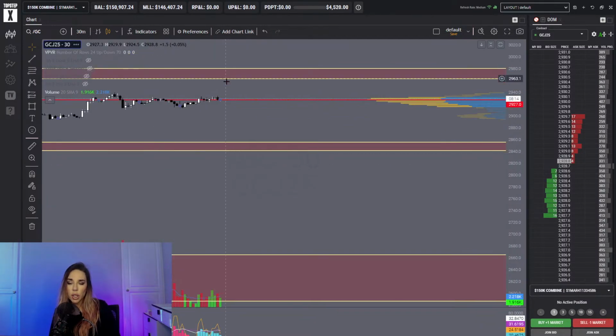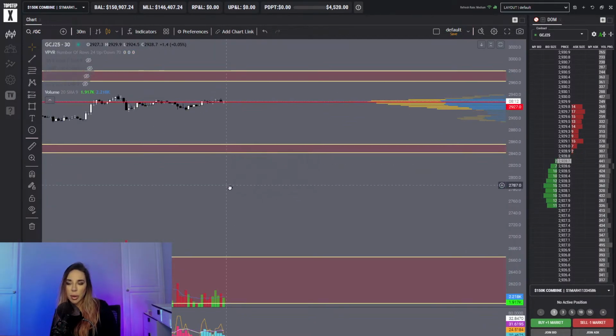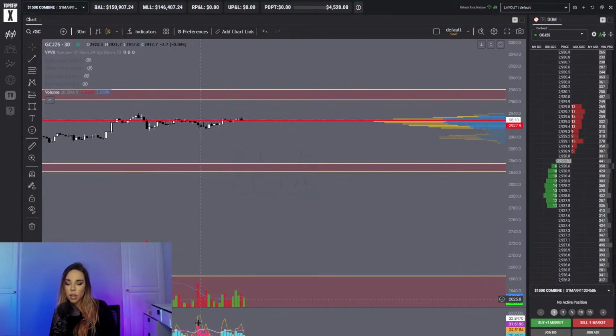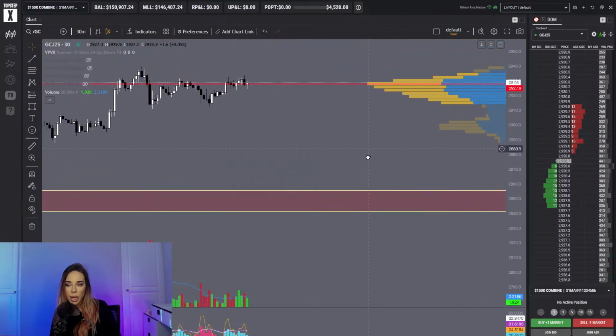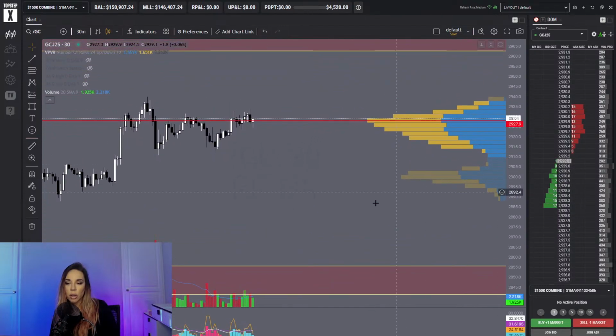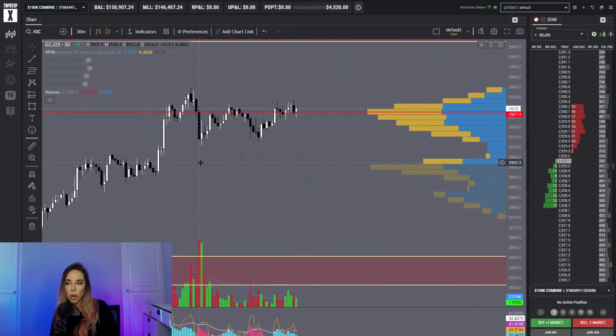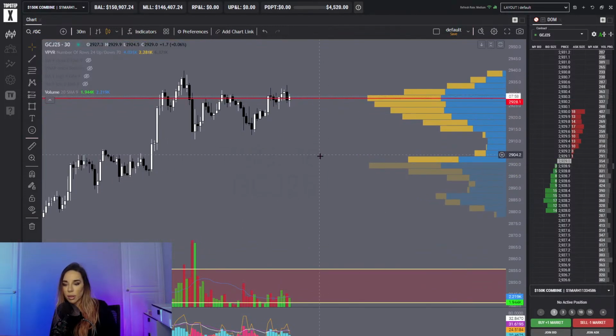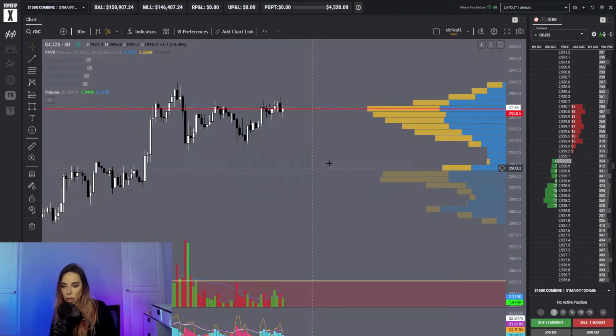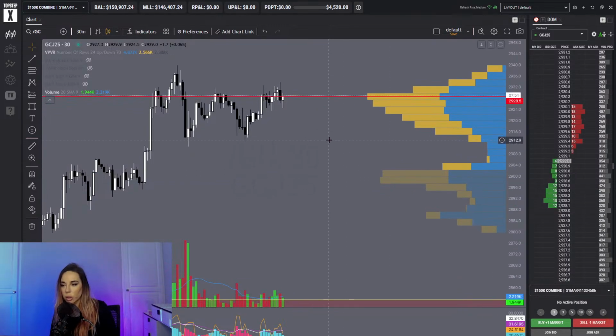Now, I usually keep the 4-hour supply and demands as I start to go into my intraday analysis. We don't yet have the TPOs on Topstep. So I will be dragging those levels out from my other charting package.